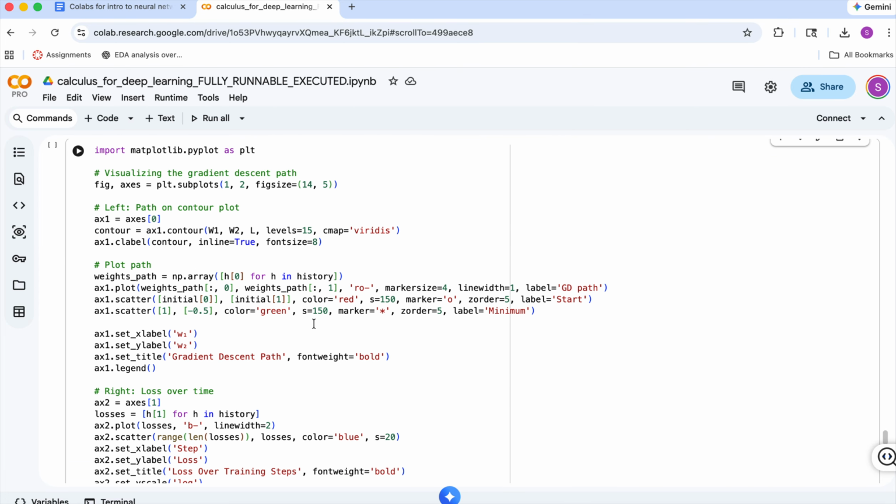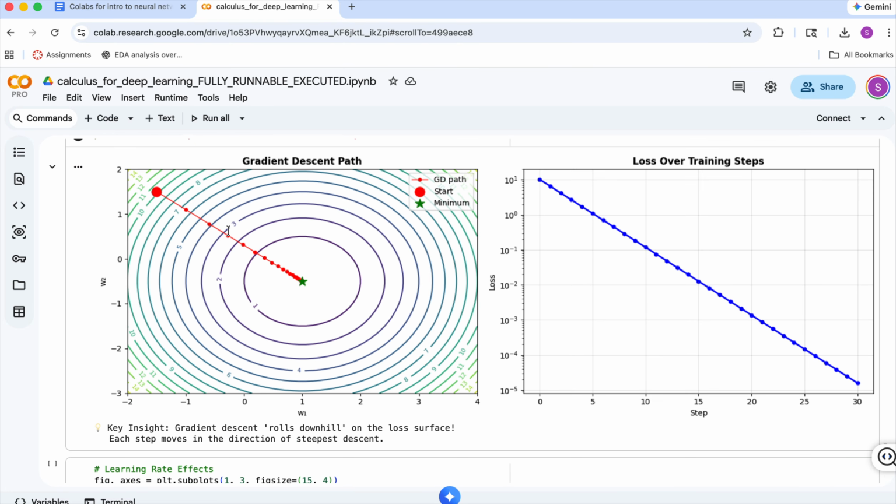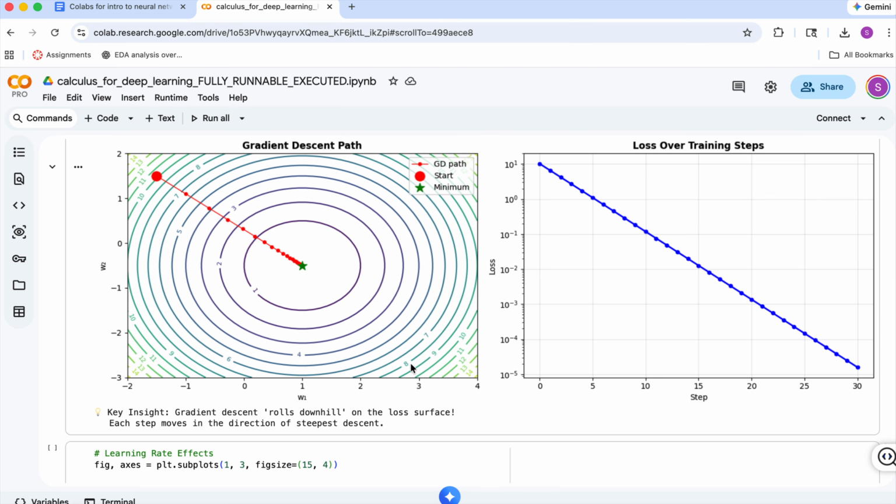In the next cell, we visualize the actual path taken by gradient descent on the contour plot and plot the loss decreasing over iterations. We can see it in the output.